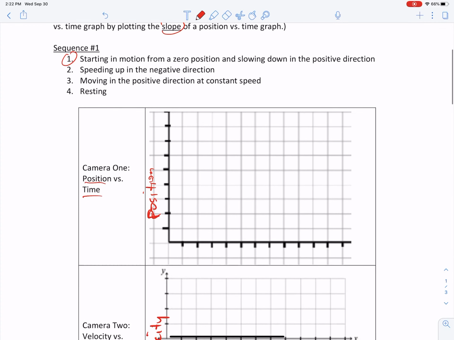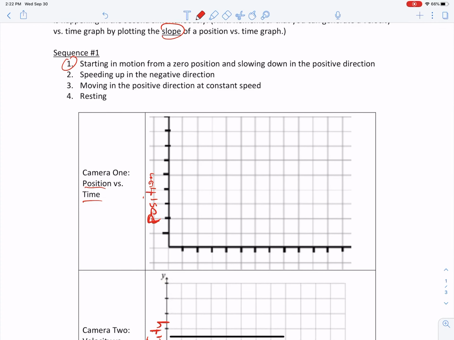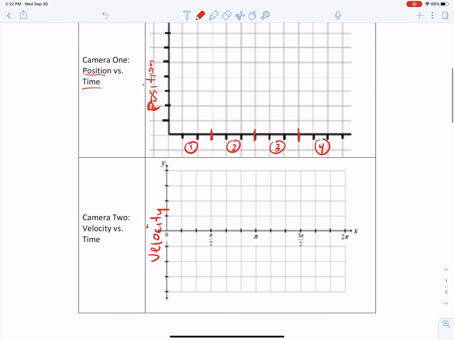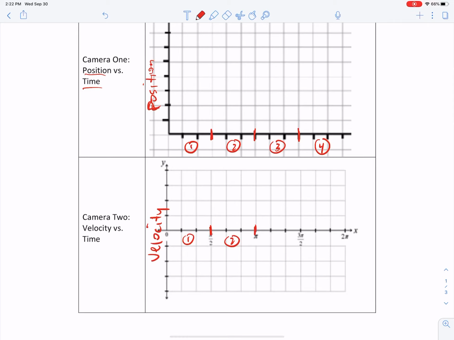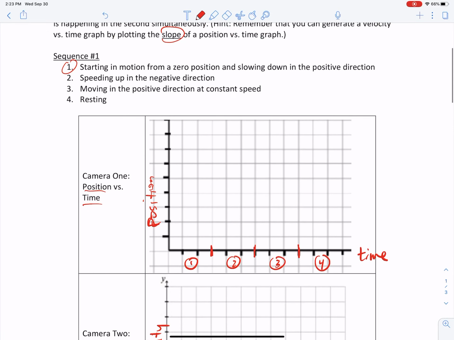So I'm first going to break up the motion into the 4 time intervals. And so I'm going to say from here to here is the first time interval. This is the second time interval. This is the third time interval. This is the fourth time interval. And those are going to line up with the velocity view below. Time interval 1, time interval 2, time interval 3, time interval 4. Right, so remember that the x-axis is plotting time in both of these. All right, so here we go.